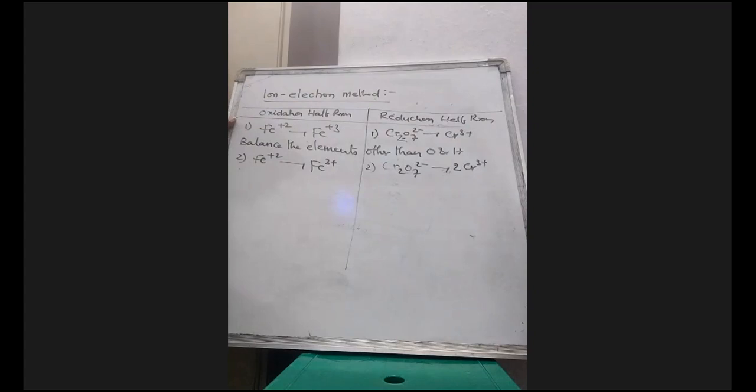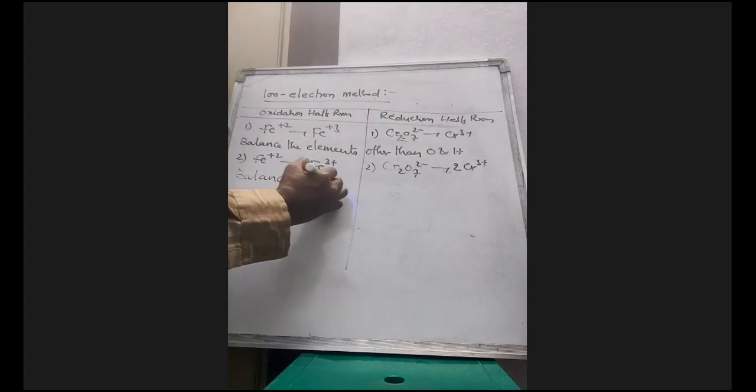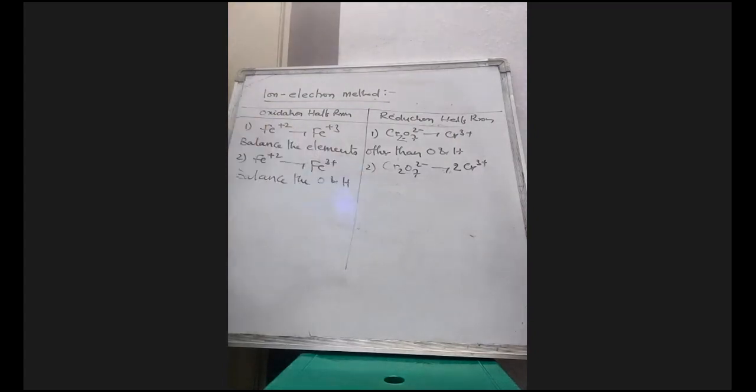Balance the elements other than oxygen and hydrogen. Now, the third step is to balance the oxygens and hydrogens. Now, other elements we have balanced. Now, we need to balance oxygens and hydrogens.